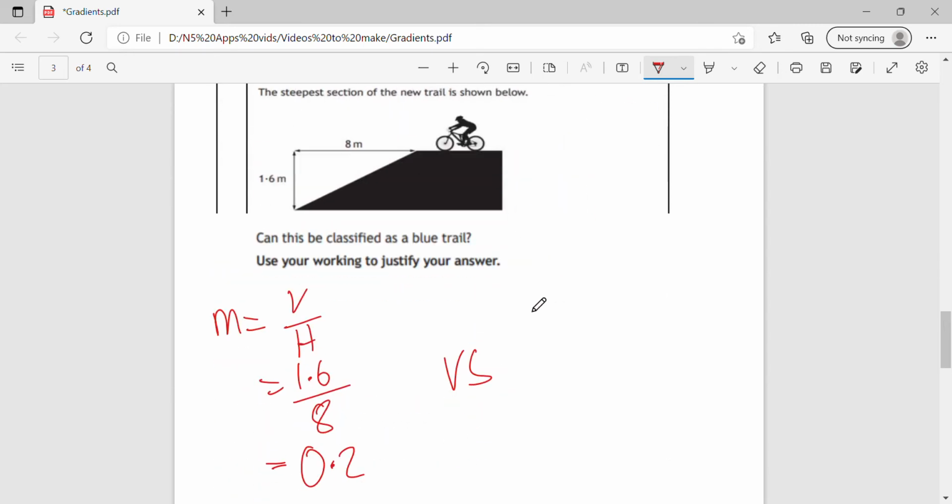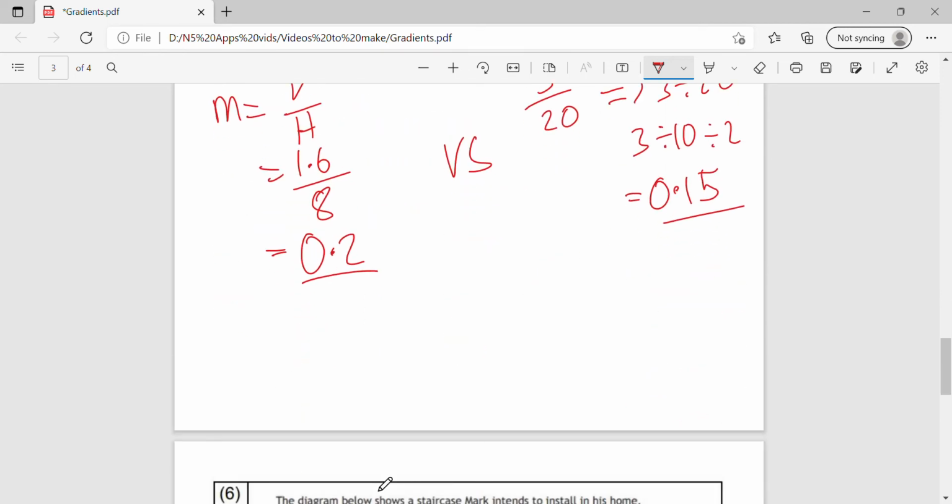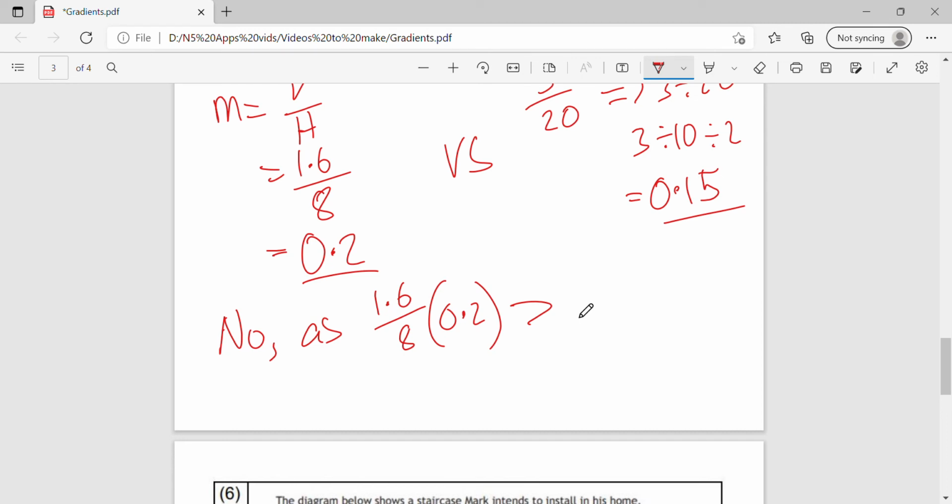So 3 over 20 just means 3 divided by 20, and that means 3 divided by 10 and then divided by 2. So 3 divided by 10 is 0.3, divide that by 2 is 0.15. So that's what the maximum gradient is for a blue trail. So my answer is no, as the gradient, we could say 1.6 over 8, which was actually 0.2, is bigger than 0.15 for the blue trail. So it can't be classified as that.